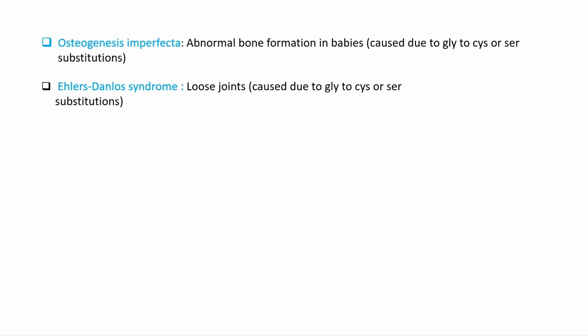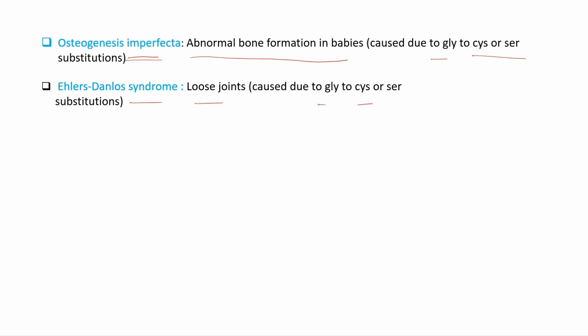Now, there are a few diseases and disorders that are related to collagen. The first disease is osteogenesis imperfecta. This is an abnormal bone formation in babies. Why does it happen? When the glycine gets substituted by cysteine or serine. Similarly, there is one more syndrome, that is Ehlers-Danlos syndrome. That means loose joints. This occurs when glycine gets converted to serine and cysteine again.